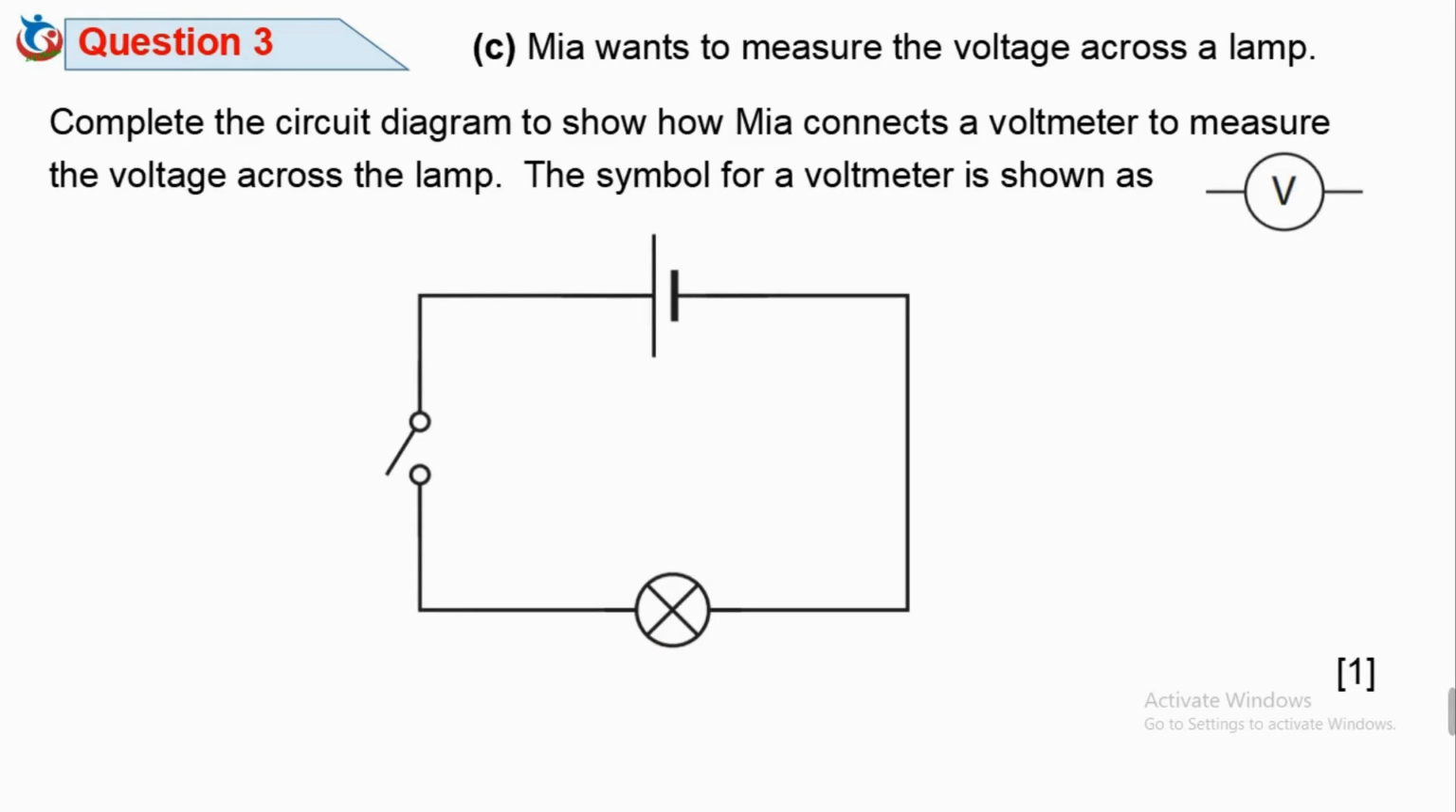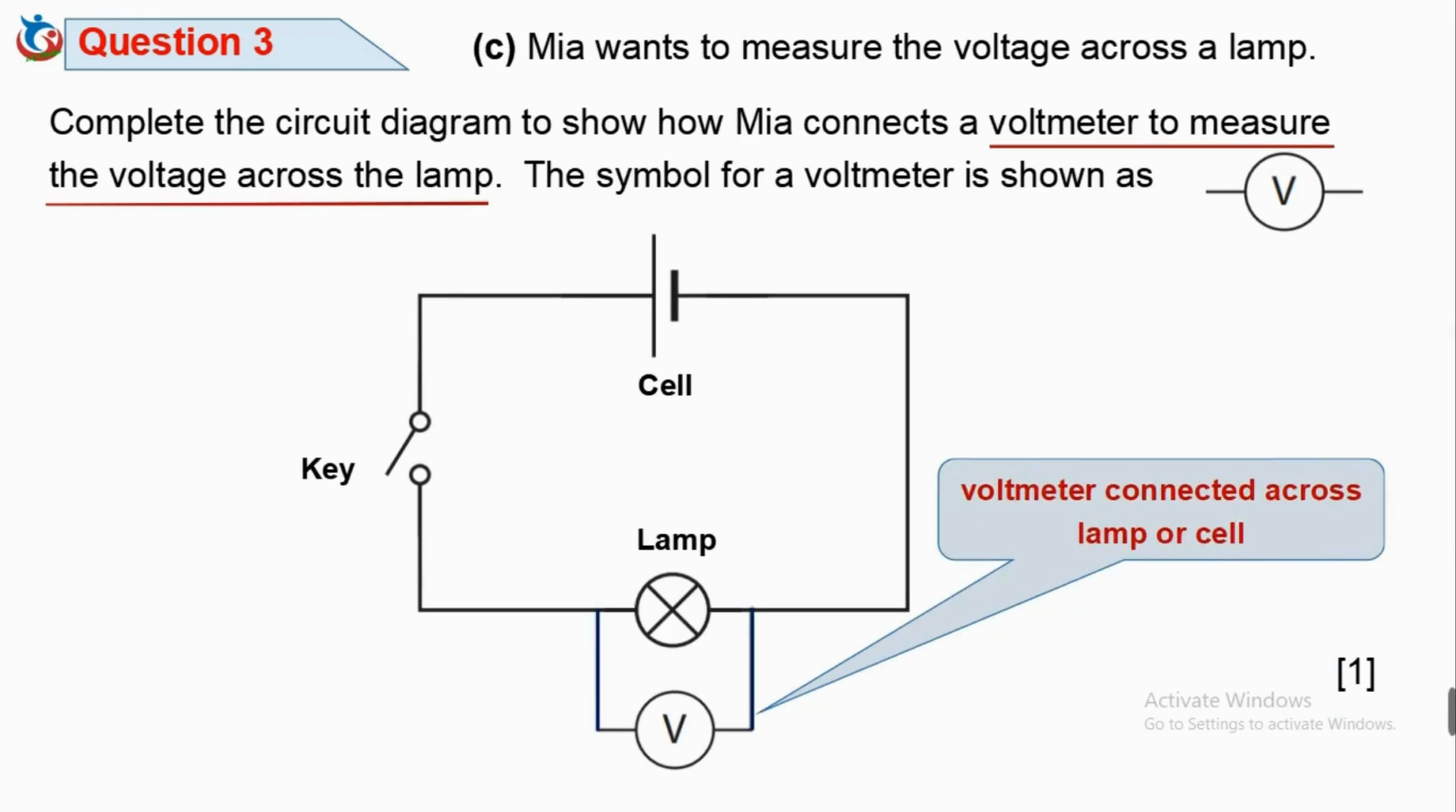Question 3c. Mia wants to measure the voltage across a lamp. Complete the circuit diagram to show how Mia connects a voltmeter to measure the voltage across the lamp. The symbol for a voltmeter is shown as this symbol. Now, to make it easier for us, let's quickly name the components in the circuit. We have the power source as well as key or switch, and finally the lamp. Since Mia connects a voltmeter to measure the voltage across the lamp, now that we know the position of the lamp, all you need to do is to draw the voltmeter and connect it over the lamp like this.